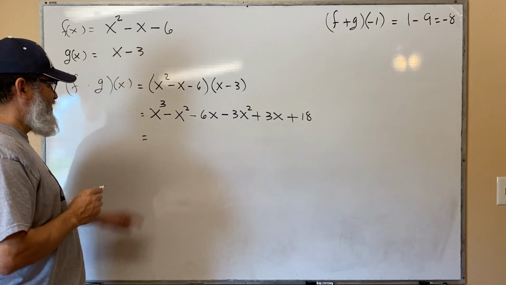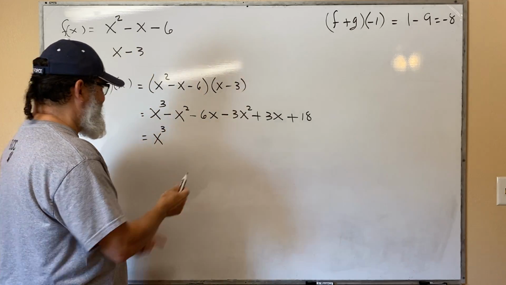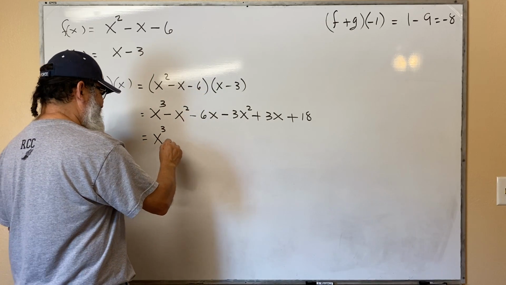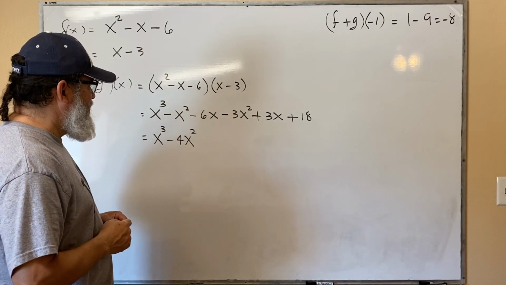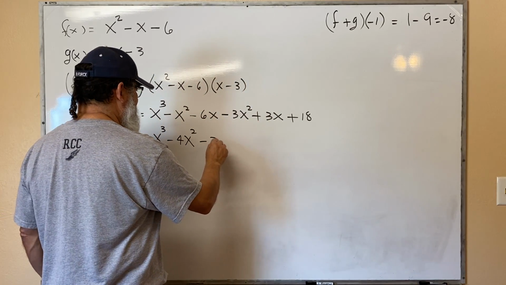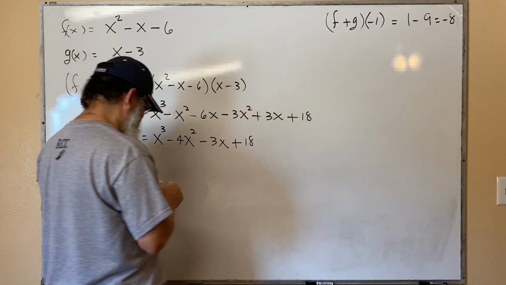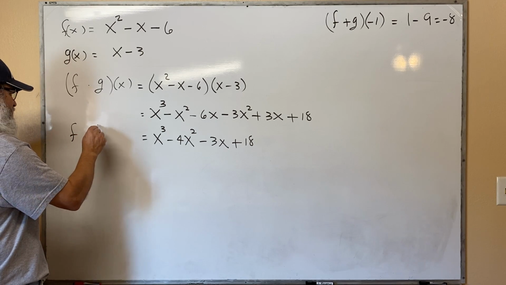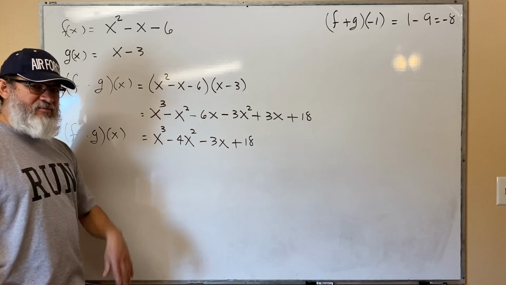Yep. So this goes first. X to the third. This negative x squared and negative 3x squared is going to be negative 4x squared. That goes second. And then negative 6x plus 3x, which is what? Minus 3x. And then plus 18.